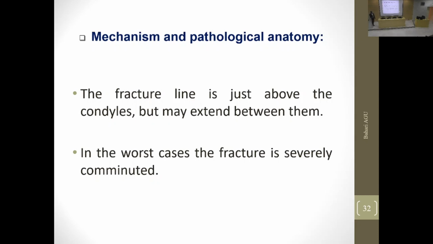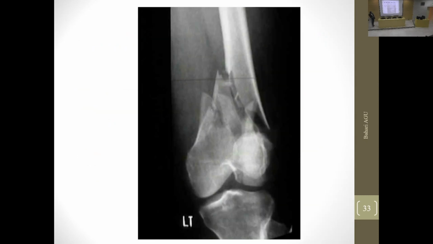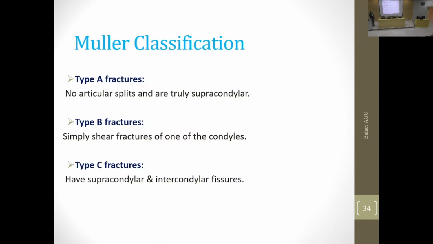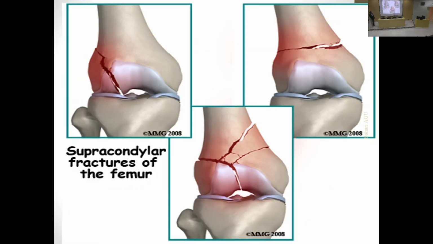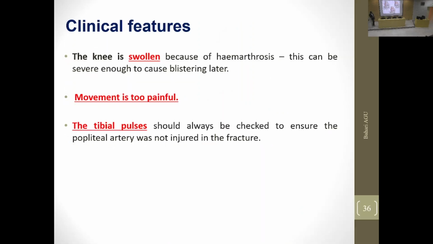There is a classification called the Müller classification, and this is the German one from AO. It could be like this: trauma and very comminuted fractures. There is a classification ABC, what we call it, and this is the classification: extra-articular is type 1, this is shear type 2, and this is comminuted with intra-articular extension, this is type 3.